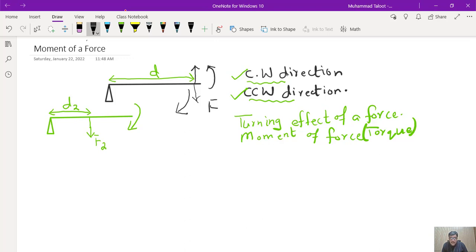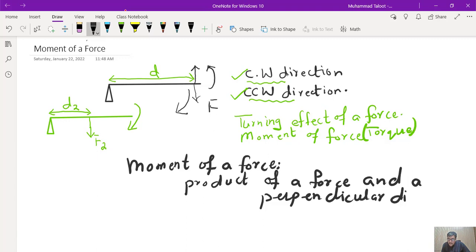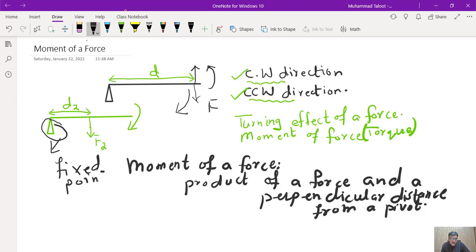For example, if I state that what is moment of a force? It is the product of a force and a perpendicular distance from pivot point, from a pivot. And you are pretty much clear at this stage, when we are doing the revision, what is pivot? This point is a pivot. The fixed point is known as a pivot. This is a pivot point.